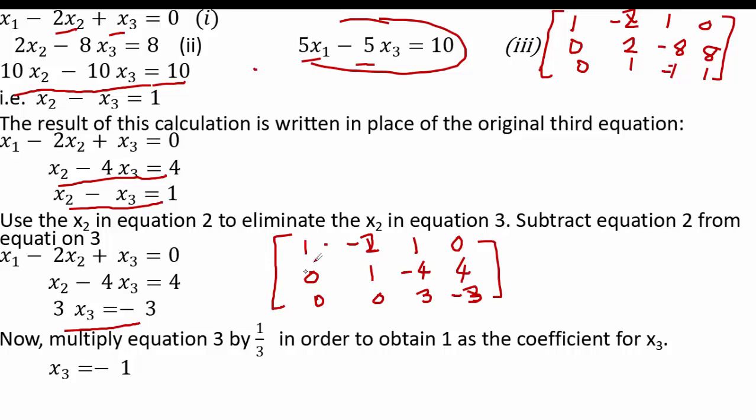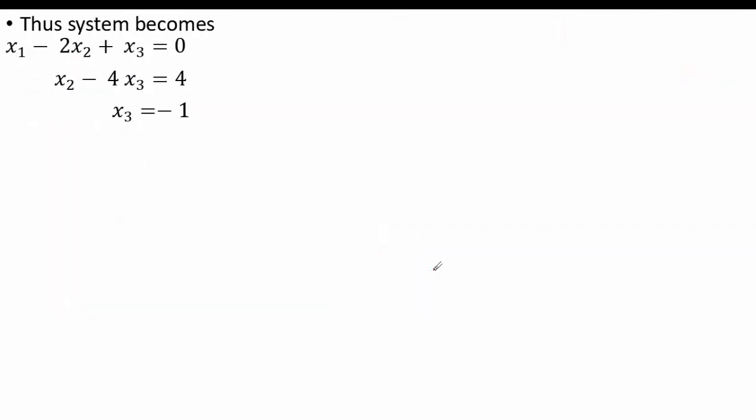Now multiply equation 3 by 1 by 3, you will get x3 equal to minus 1, and the same matrix can be written as 3 divided by 3 is 1 and minus 3 divided by 3 is minus 1. The same matrix can be written in this way. Thus the system becomes x1 minus 2x2 plus x3 equal to 0, x2 minus 4x3 equal to 4, and x3 equal to minus 1.